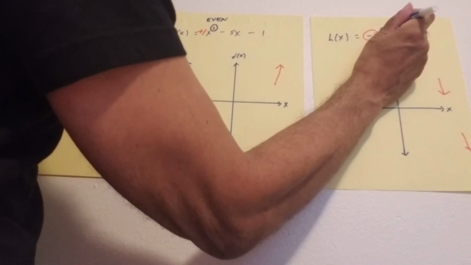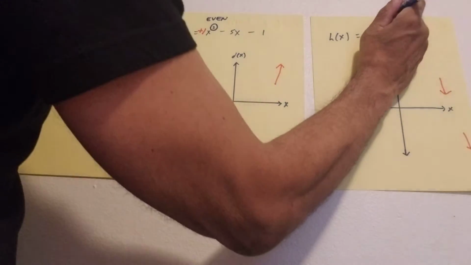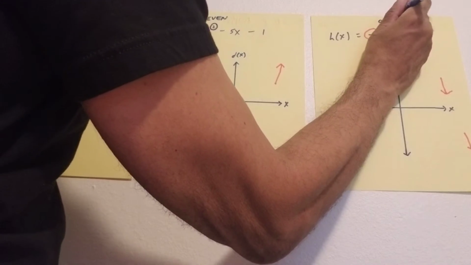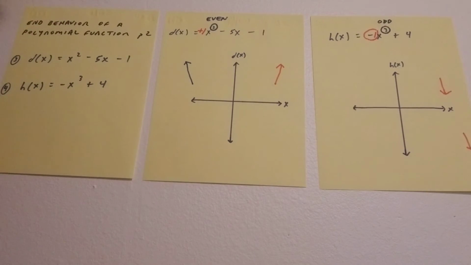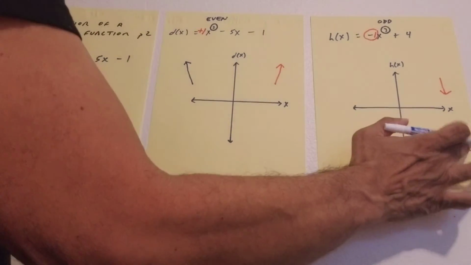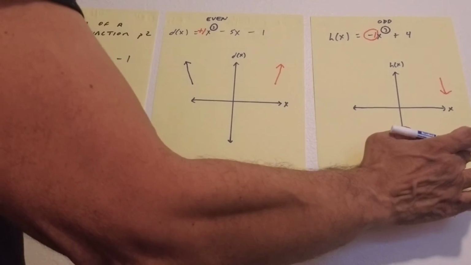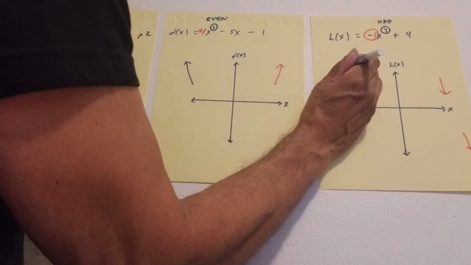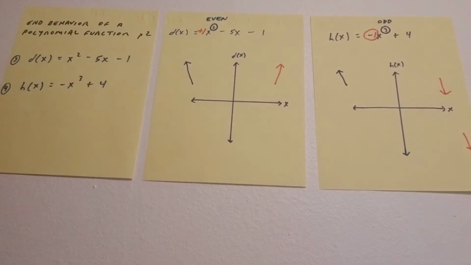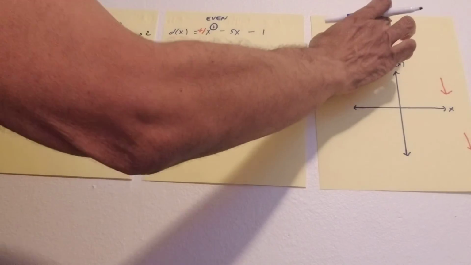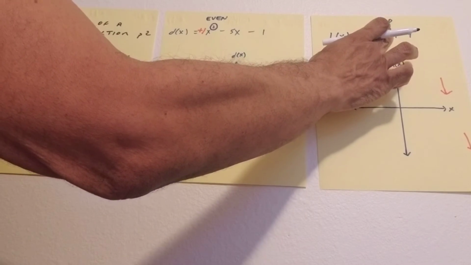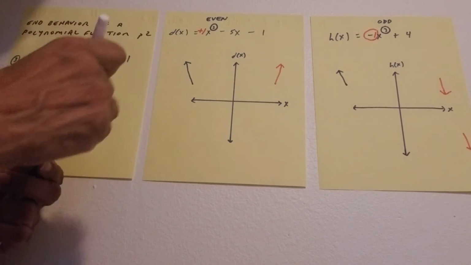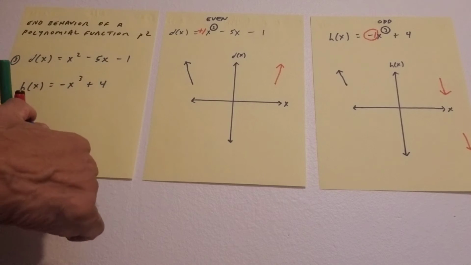For the h of x function, the degree is 3. The highest exponent is 3. That is an odd number. With an odd number, the ends go in opposite directions. The right end is going down, therefore the left end is going up. An odd exponent for the degree means the ends go in opposite directions.